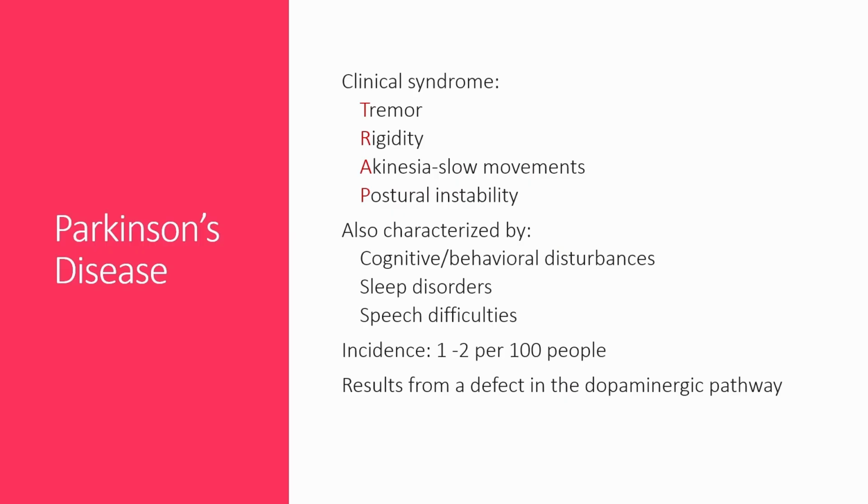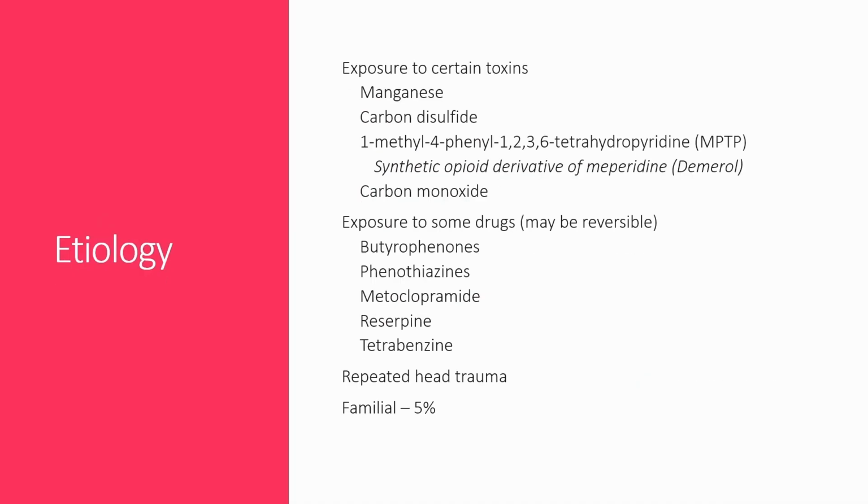Parkinson's disease, clinical symptoms, TRAP. Remember that mnemonic, I put it in red for that reason. Tremor, rigidity, akinesia, and postural instability. Those are the 4 major symptoms presenting with Parkinson's disease. May have some cognition problems, sleep issues, speech. 1 to 2 people will get it. And a defect in dopamine is the problem.